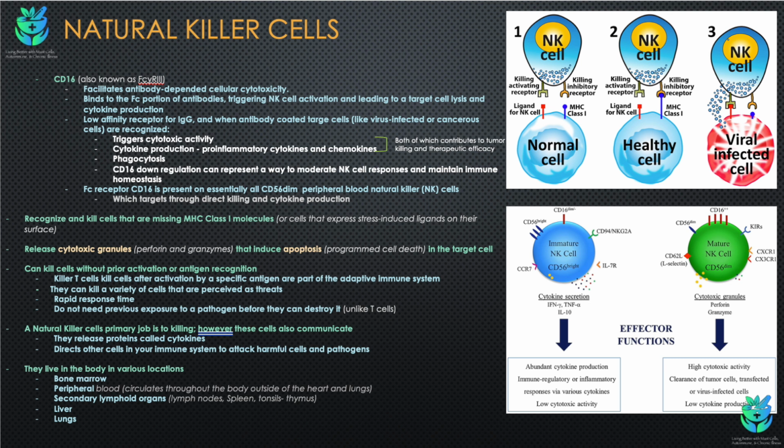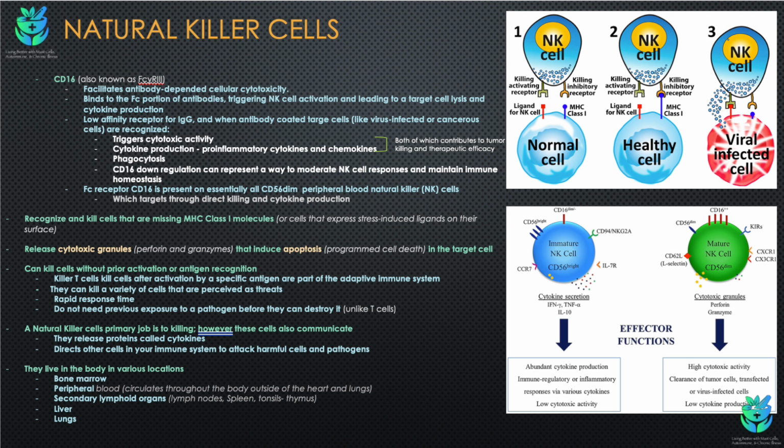So you can see how the CD16, also known as the Fc gamma receptor number 3, if that's not working properly, it's going to change how your immune system and your natural killer cells respond, and this can cause a lot of problems. It is the low affinity receptor for IgG, and when antibody-coated large cells like virus-infected or cancer cells are recognized, this triggers cytotoxic activity and cytokine production, which is a pro-inflammatory cytokine, and chemokines, both of which contribute to tumor killing and therapeutic efficacy.